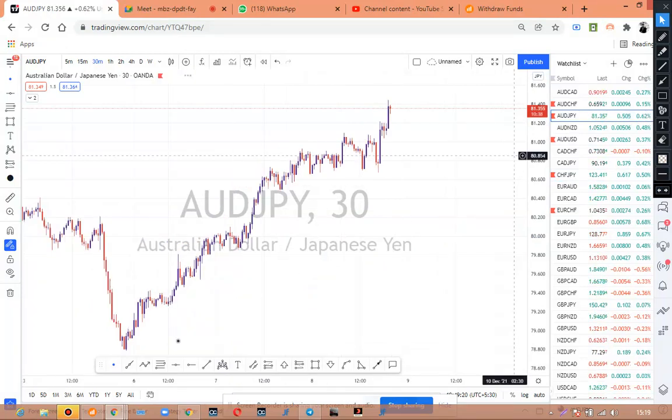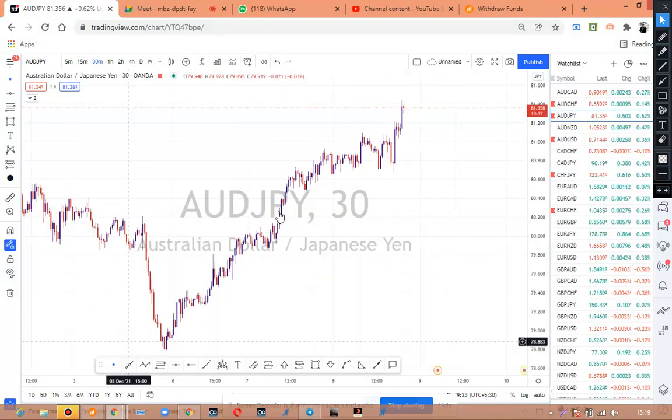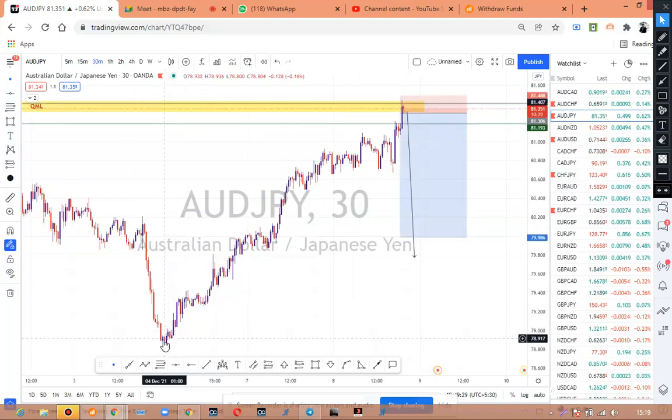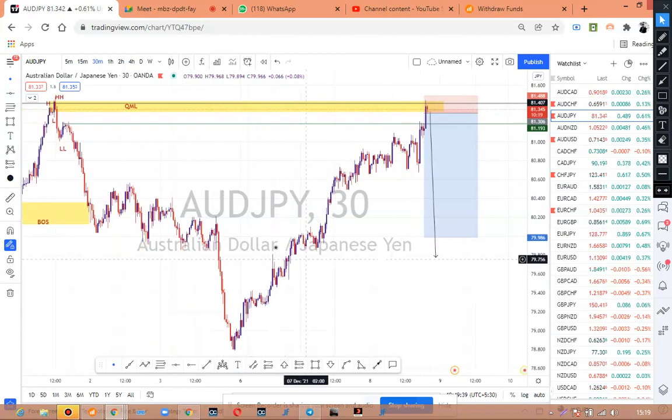Look at AUD. You see the market make a strong move. This movement started late on, is it Monday? This move, is it Monday or late night on Friday? Started on Monday. Okay.